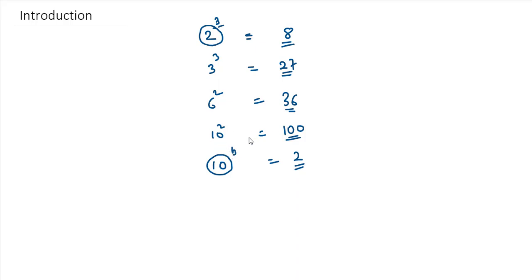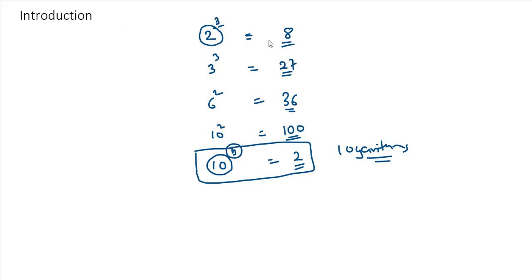In the earlier cases, it was quite simple for us to understand. But in this case, it is not direct. In situations like these, logarithms come in handy. So we will make use of logarithms to find the value of b. As you can see, all these numbers that we have taken are of the form a raised to b equal to c. So you have to multiply a with itself b times to get the answer as c.